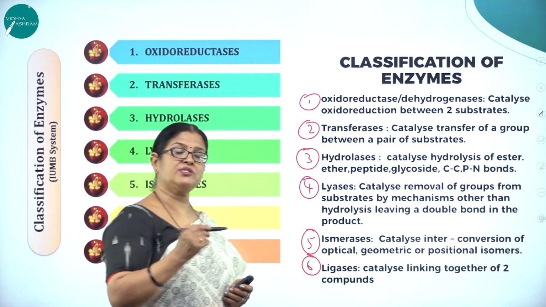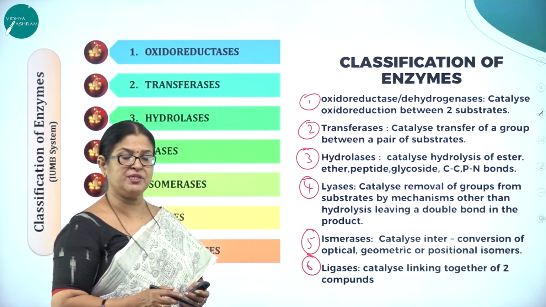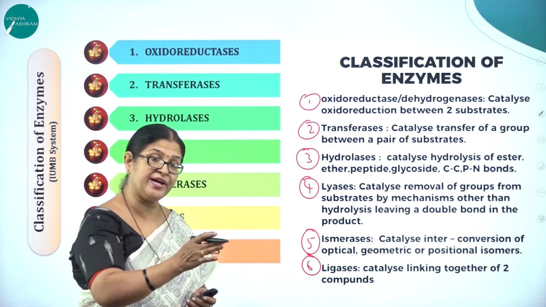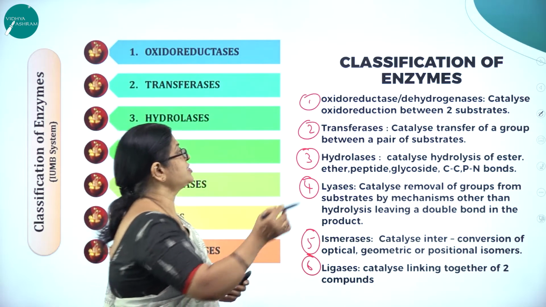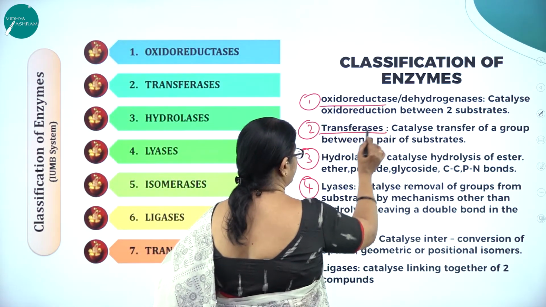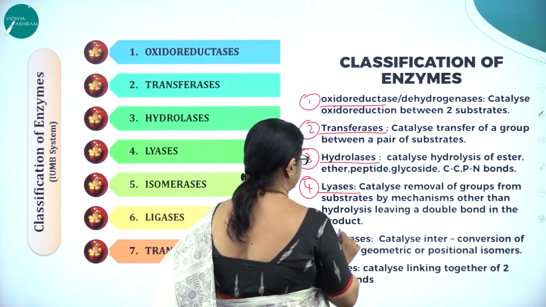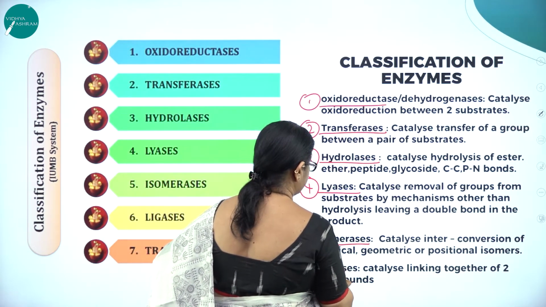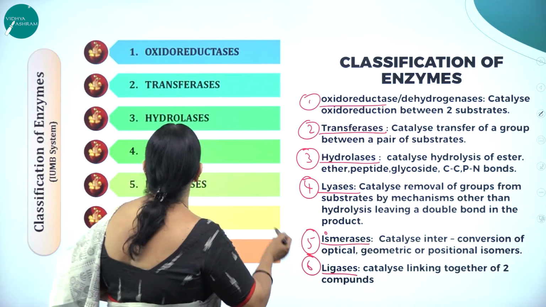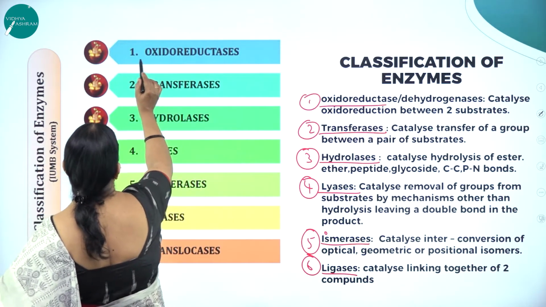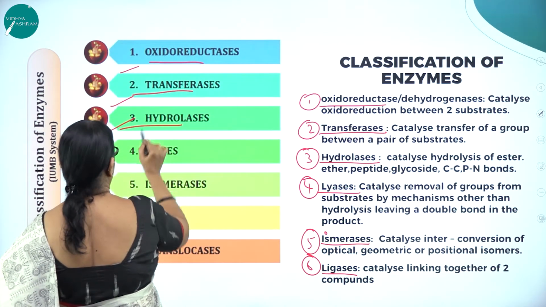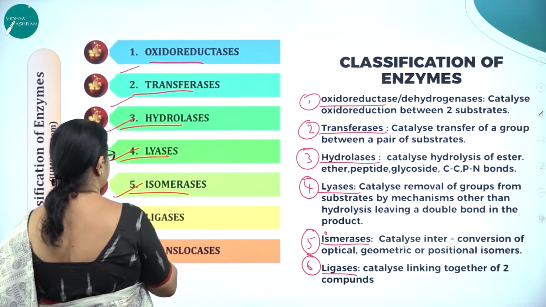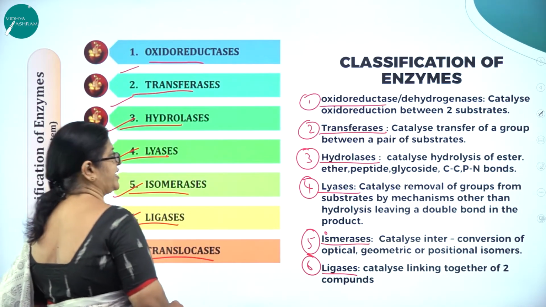As I said, what is the basis for classification of enzymes? Based on the type of substrate they are going to act upon, they have been broadly classified into oxidoreductases, transferases, hydrolases, lyases, isomerases, then ligases. Now let us understand one by one. So here you can see the beautiful picture: oxidoreductases, transferases, hydrolases, lyases, isomerases, ligases and translocases.